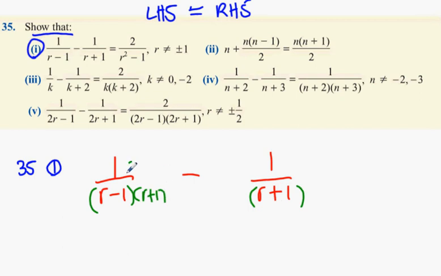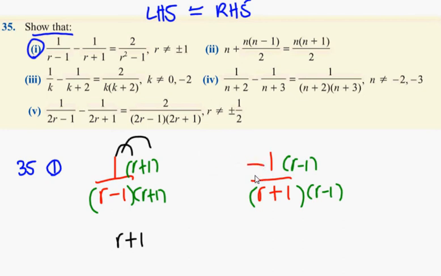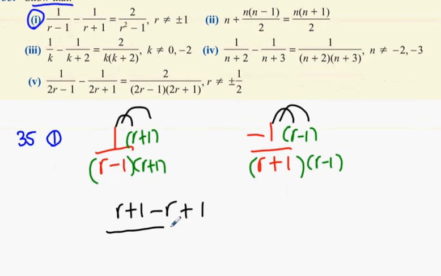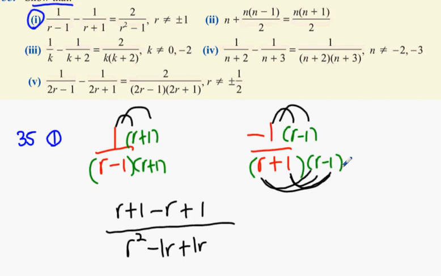R plus 1 on top and on the other side, top and bottom, and then lo and behold, look what happens. R plus 1 on top. Where does that minus belong? To the top. And then minus r plus 1. And then underneath, multiply it out: r by r, r by minus 1, 1 by r, and then 1 by minus 1.